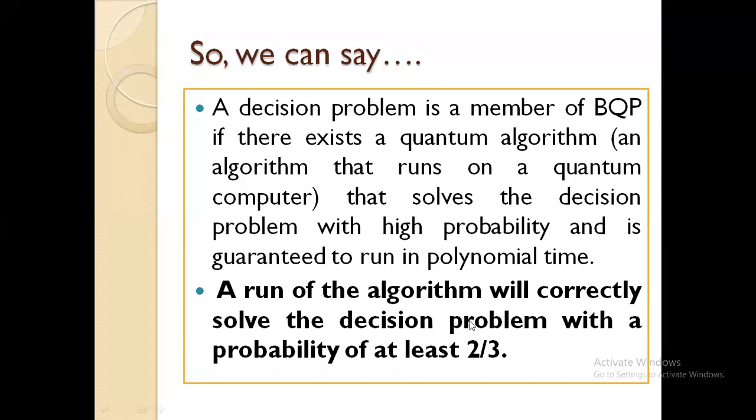Okay, so today's question is this one. I have said that a run of this quantum algorithm will correctly solve the decision problem with a probability of at least 2/3. What does this line mean to you? Why am I referring here to at least 2/3, or at least 2/3 correct decisions? Analyze this line and show me your answer in the next class.